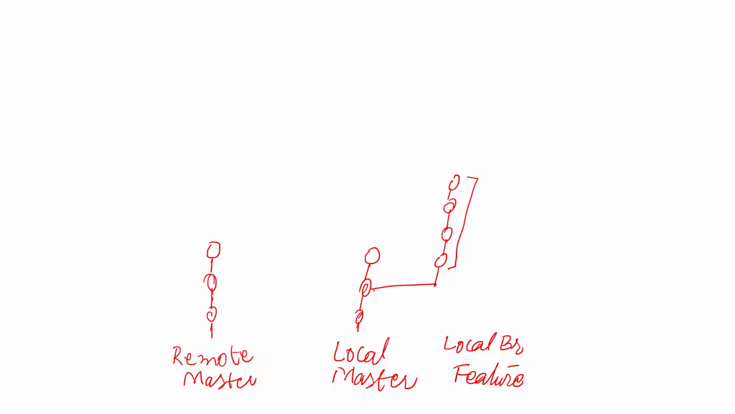So instead of pointing to this, when we rebase, now it will point to this commit. So when we rebase, all these commits will come on top of this commit. Let me redraw this in a clean manner.